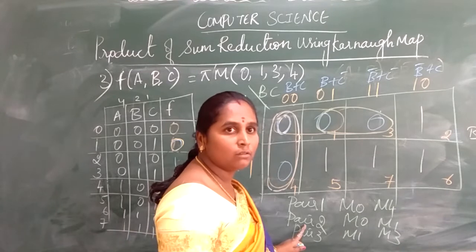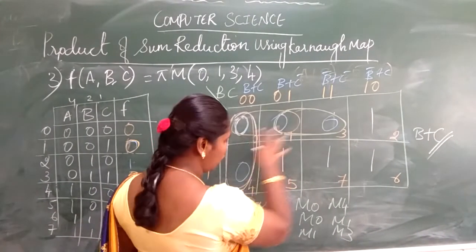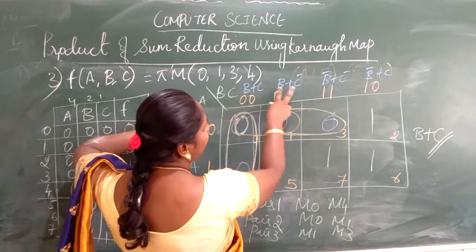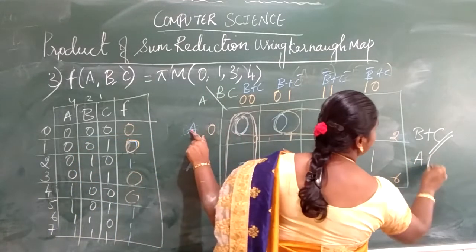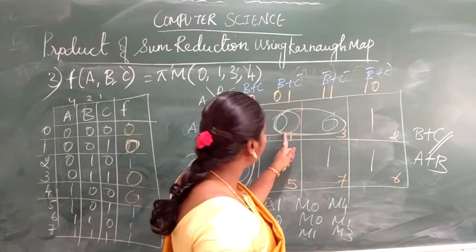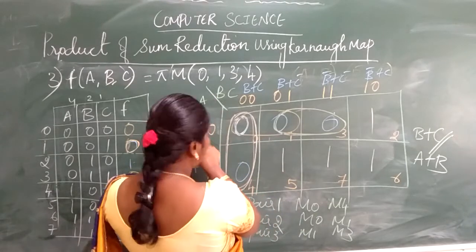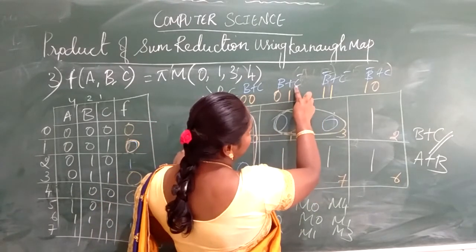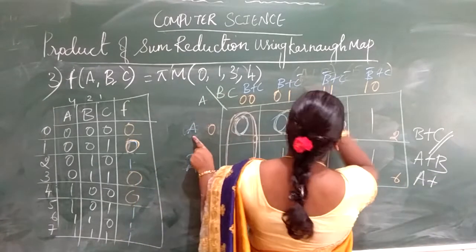For pair 2, that is M0, M1, A remains as it is. C bar changes, B plus C bar gets changed. So A plus B for pair 2. Next for pair 3, that is M1, M3, A remains as it is. Only B and C get changed. So with B plus C bar, B gets cancelled. So A plus C bar.